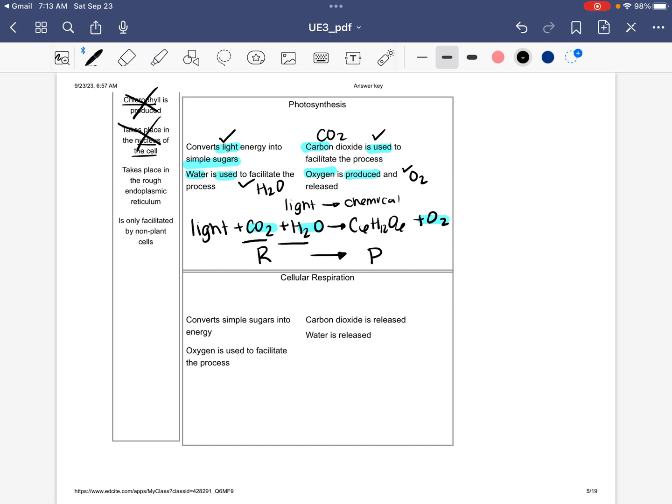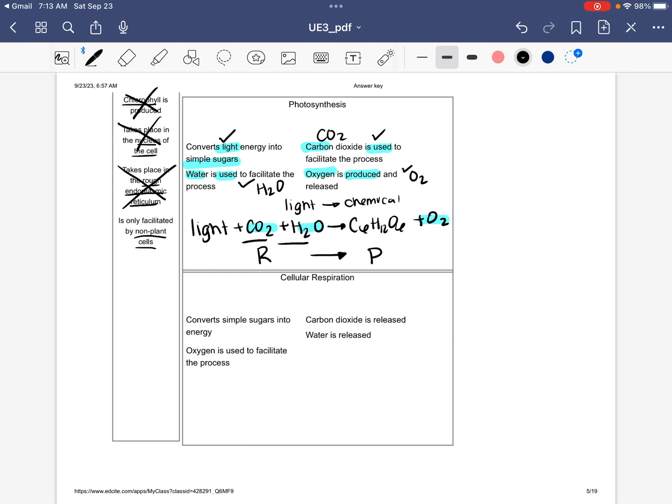It takes place in the rough endoplasmic reticulum. So if you remember, the rough ER has ribosomes. That's why it gets the name rough. And ribosomes are where proteins are made. So this has nothing to do with the process of photosynthesis or cellular respiration. And it is facilitated only by non-plant cells.